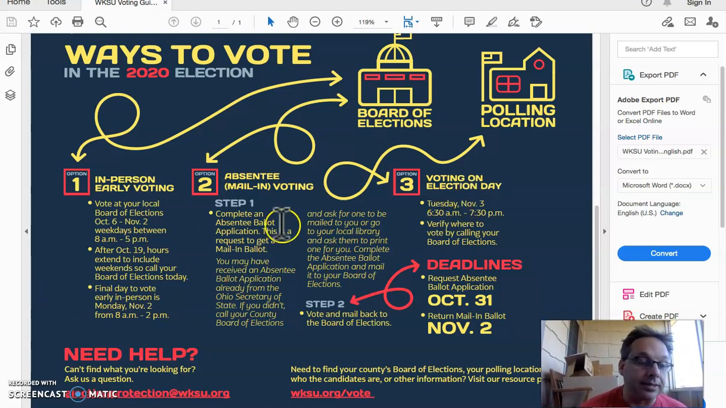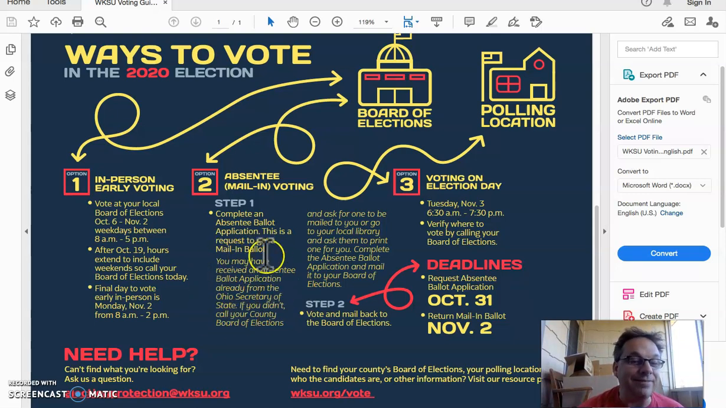But there's also this, absentee mail-in voting, right? Absentee is to not be present. It's the person who is not present. So it means you are not here voting at one of these places. You are doing it through the mail. So you need to complete an absentee ballot application. An application that says, I, Timothy Bailey, whatever your name is, would like to vote through the mail, right?